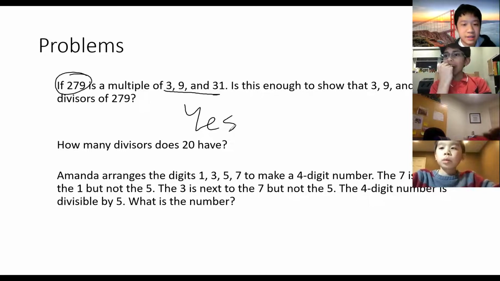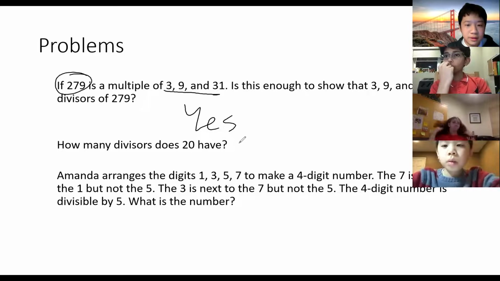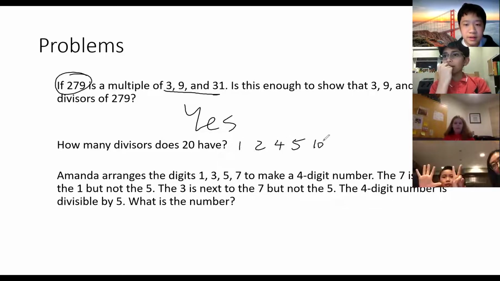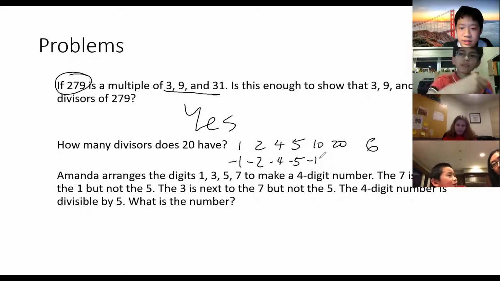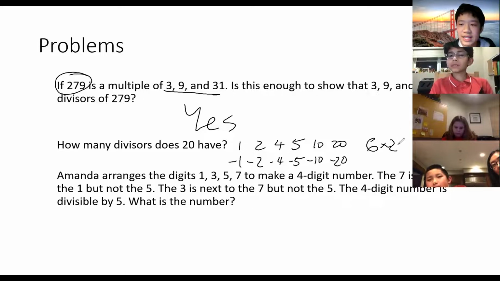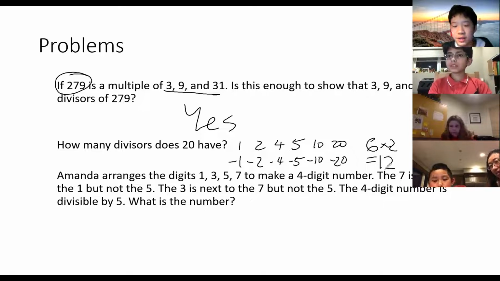How many divisors does 20 have? The easiest thing to do here is write them out: 1, 2, 4, 5, 10, 20. That's 1, 2, 3, 4, 5, 6. Is that the answer? No, we forgot to include the negative divisors. So we were both wrong. Each of these has a negative. So in the end, we have to multiply our number by 2, because we have the exact same amount of negatives as positives. So we actually have 12 divisors for 20.